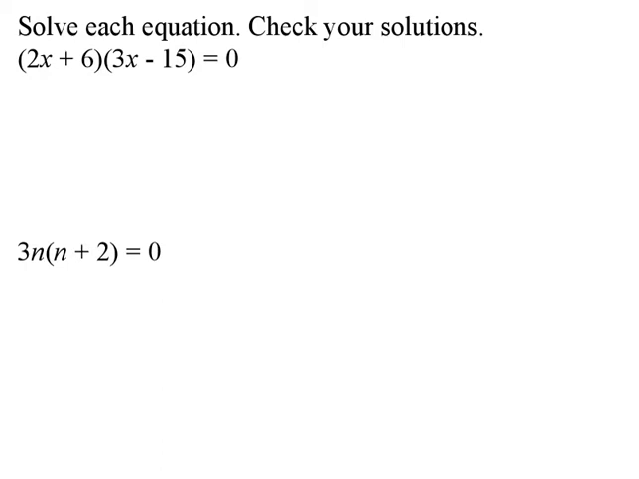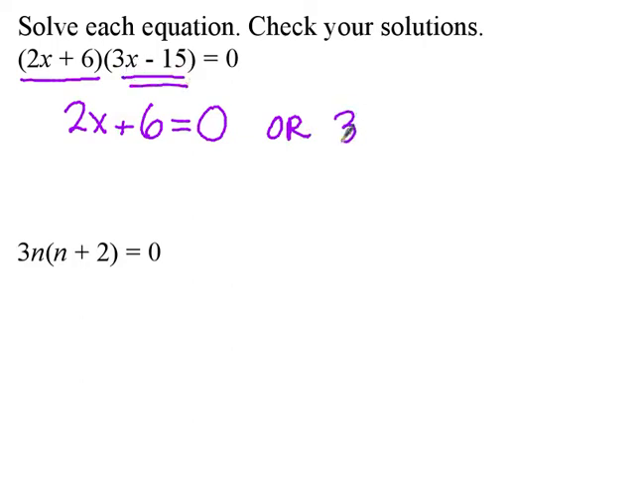So what we're going to do is apply what's known as the zero product property. What the zero product property states is if you have two quantities and that equation equals 0, that means that either this has to equal 0, or it means that this has to equal 0.